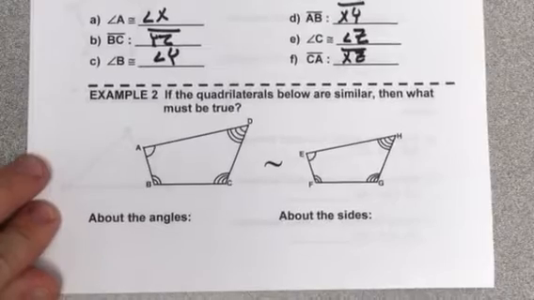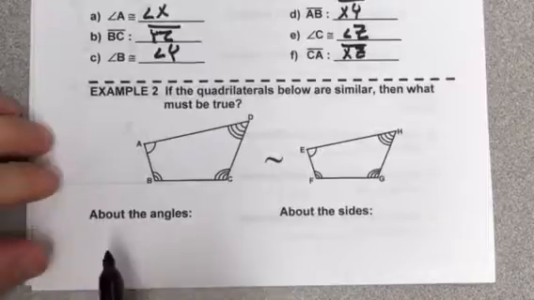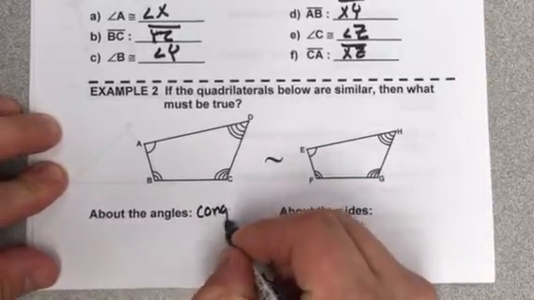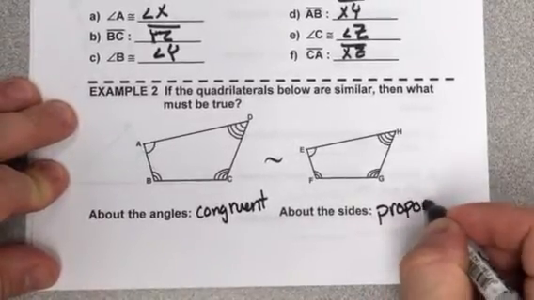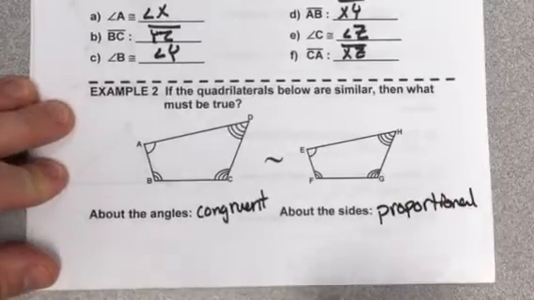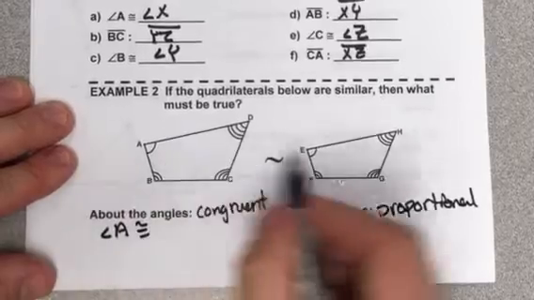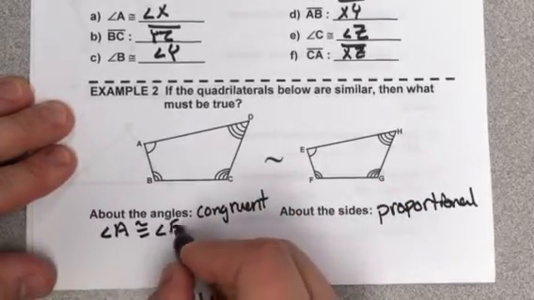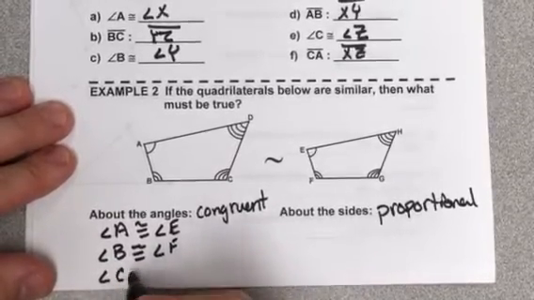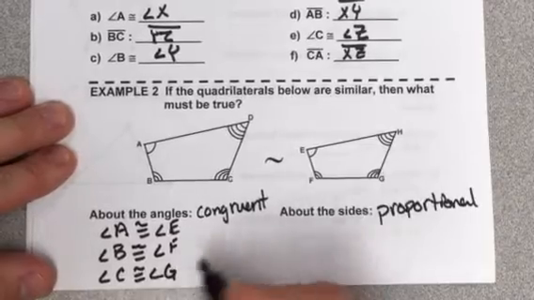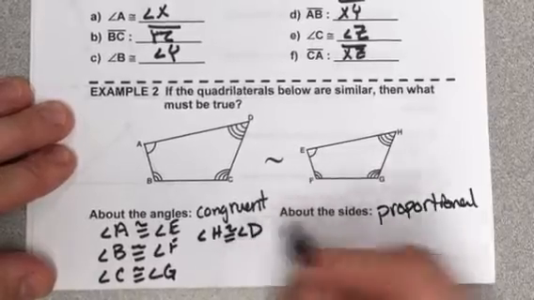Looking at example 2, if the quadrilaterals are similar, then what must be true about the angles? We know the angles are congruent, and we know the sides are proportional. Just an example of how to write that, we'd say angle A would be congruent to angle E. Angle B congruent to angle F. Angle C congruent to angle G, and angle H congruent to angle D.